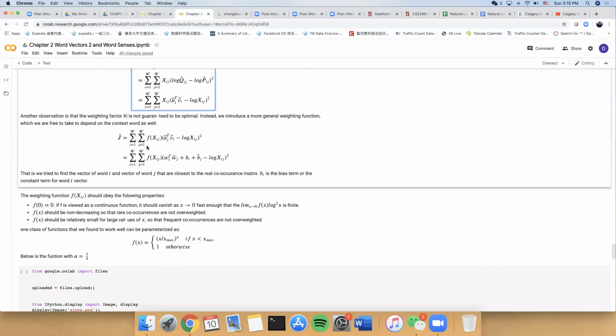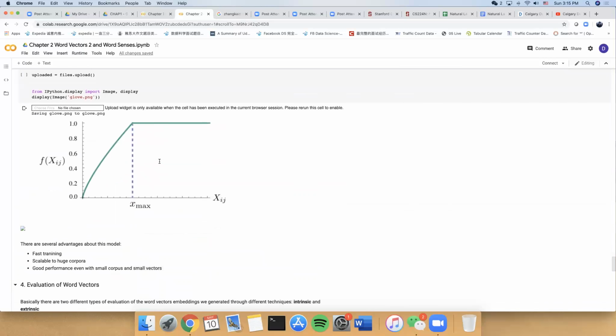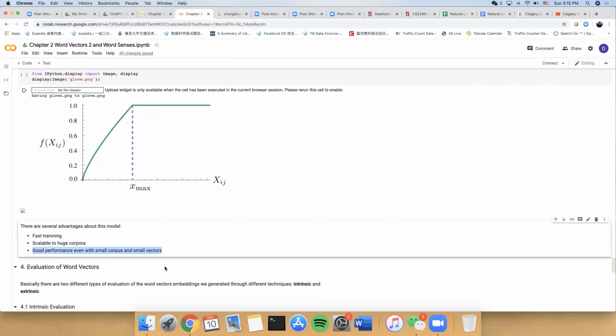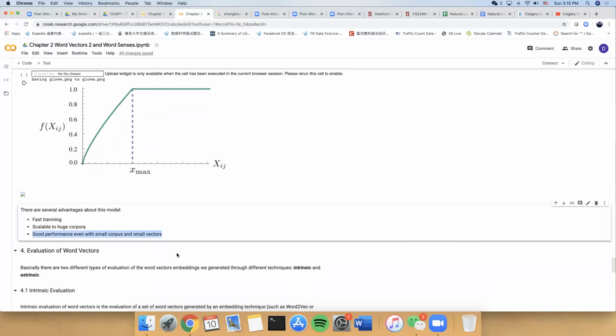Because at the end, we care about the weights, not a specific Xij here. So it's scalable, and it also has good performance even with a small corpus. This is what the author said. He shows these results in his paper, the GloVe paper, which is a suggested reading in the first chapter. If you're interested, you can go there and check it out.